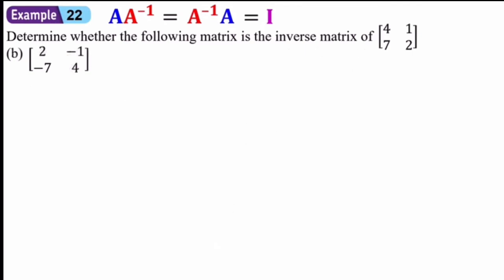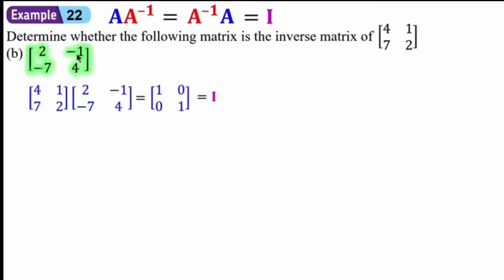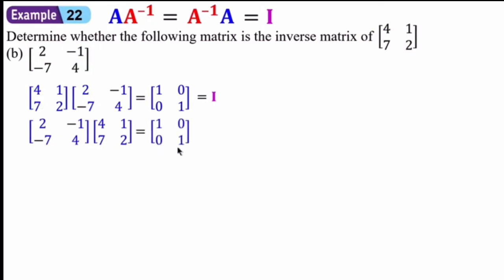So the same thing applies to B. If we take [2, -1; -7, 4] and multiply with the matrix [4, 1; 7, 2], let's work it out so that we can determine whether [4, 1; 7, 2] is the inverse of [2, -1; -7, 4]. The result produced is [1, 0; 0, 1], which is actually the identity matrix that I just taught you in the previous video. So when you take [2, -1; -7, 4] and multiply back with [4, 1; 7, 2], it will produce the identity matrix again.